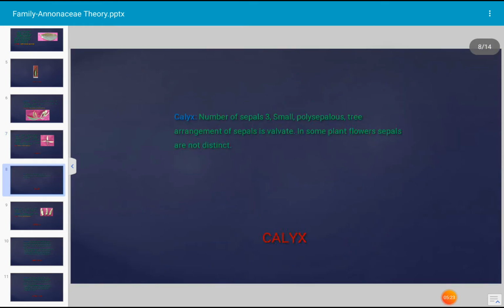Next, let us see the calyx of family Annonaceae. Number of sepals present in the calyx are three and small, and calyx lobes are free, hence that is described as polysepalous. Arrangement of the sepals is free and valvate estivation is there. In some plants of this family, sepals are not distinct, they are very small, highly reduced.